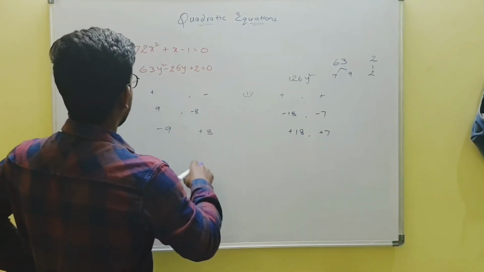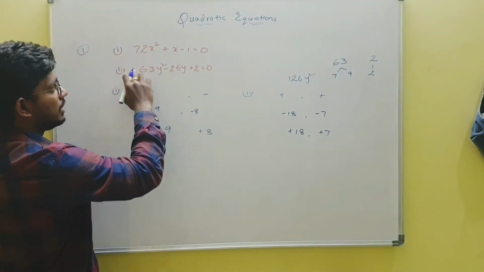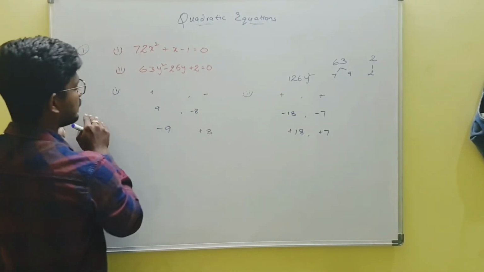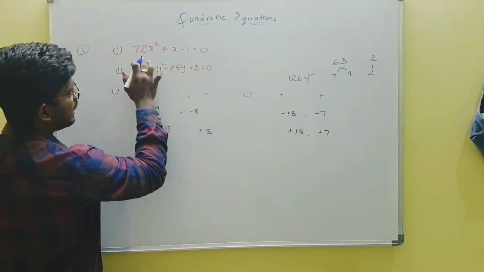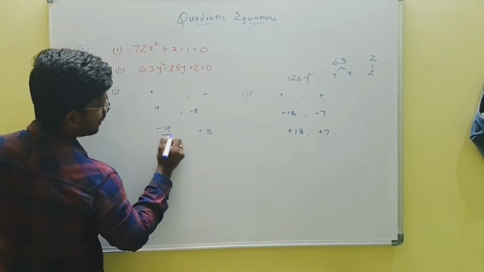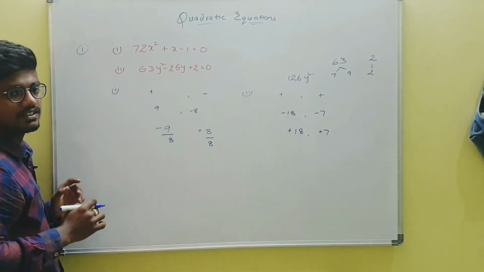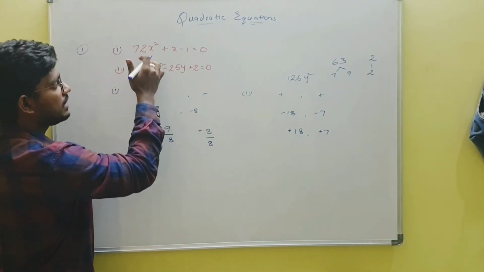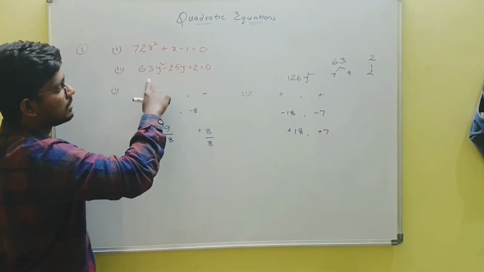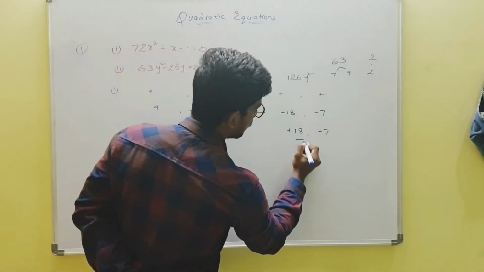Now I have to divide these two with 72 and these two with 63, but in both the cases I have 9 as a common multiple, so I will take that 9 aside. If I divide 72 with 9, I get 8, so I will divide it with 8, because 9 is the common factor between 72 and 63. So dividing these two equations by 9, I am left with 8x square and 7y square. So I am dividing this with 8 and this with 7.